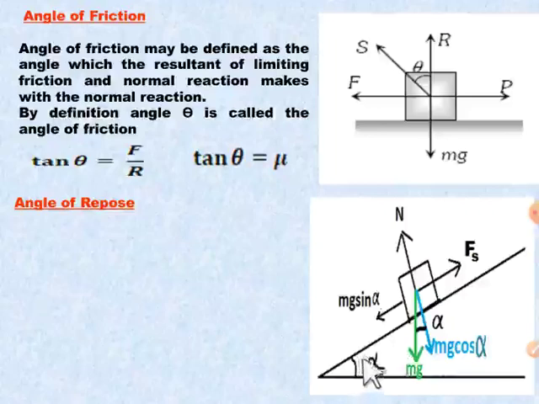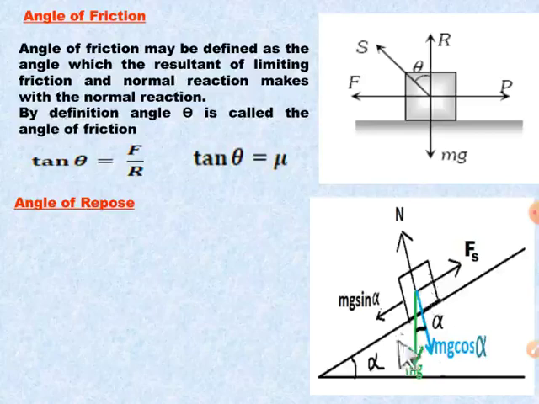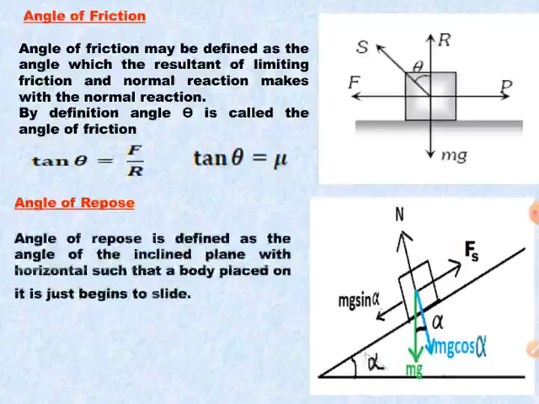Can you get my point? Suppose you keep on increasing the angle of inclination. At first the body will not slide down, but at a particular angle of the inclined plane the object placed over it just starts sliding. That angle of inclination, where the block just begins to slide down, we call the angle of repose. That will also be given here in the definition.